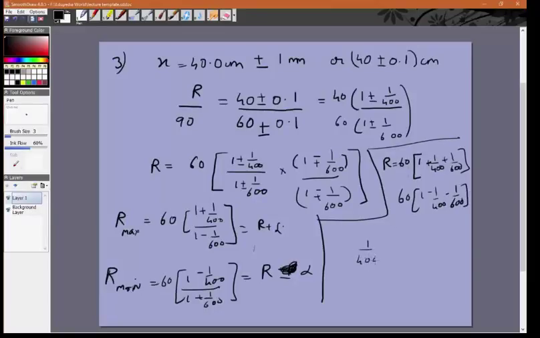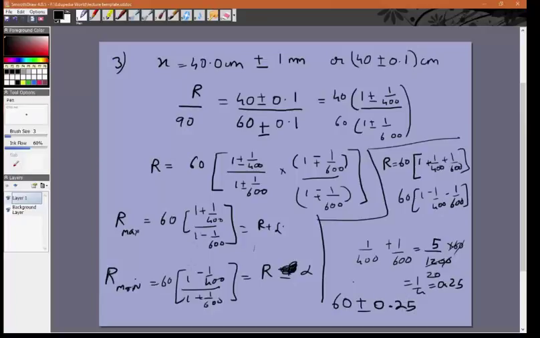It's going to be 1 by 400 plus 1 by 600, or 3 by 1200 plus 2 by 1200, which will be 5 by 1200, and this will be multiplied by 60. So into 60, 6 by 120 is 20, which gives us 1 by 4, which gives us 0.25. So the answer is 60 plus minus 0.25.